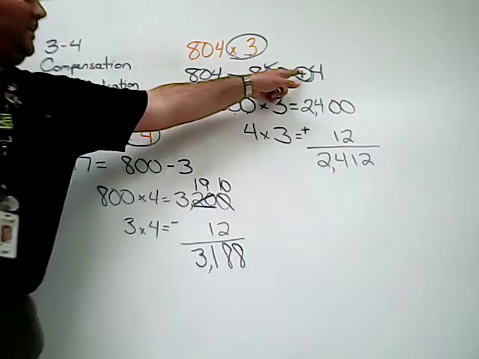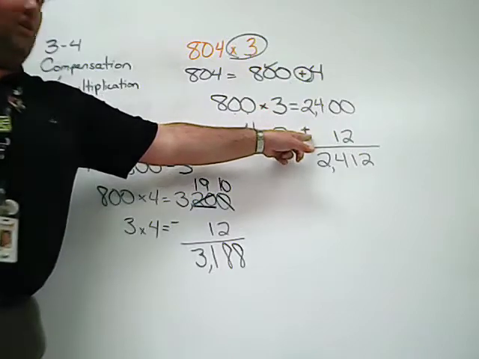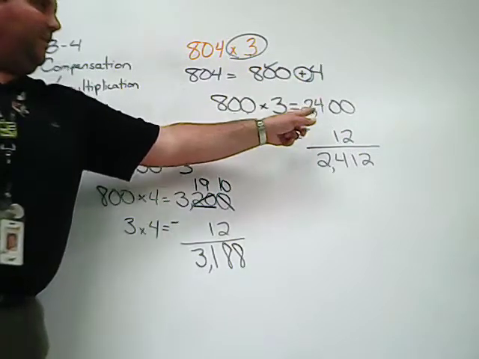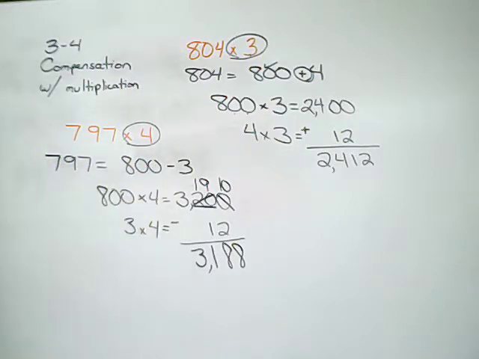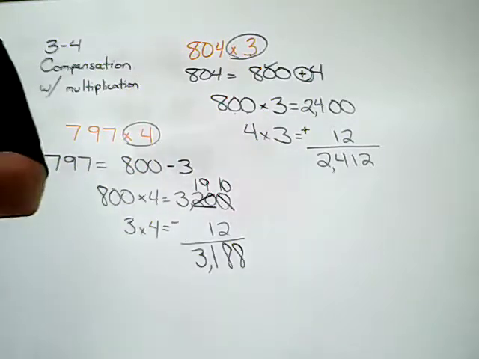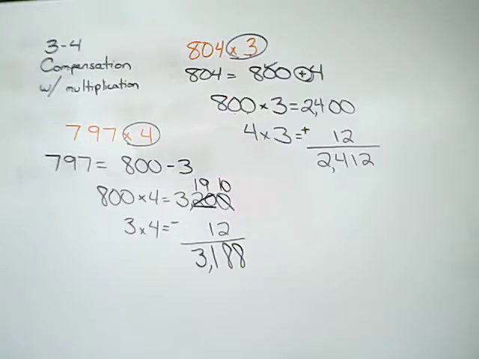I take the two numbers I used from my problem above, my 800 times 3, my 4 times 3, and then the operation that I did here is what I do below to my partial product. Since I added up here, I'm going to add here. Since I subtracted down here, I'm going to subtract down here. I hope that helps you understand a pretty difficult concept when it comes to compensation.